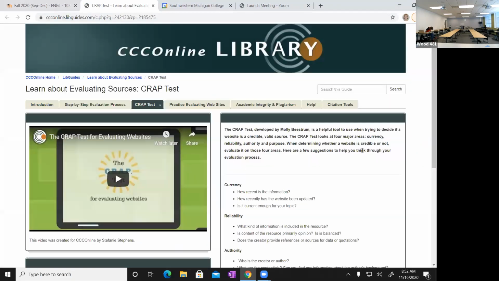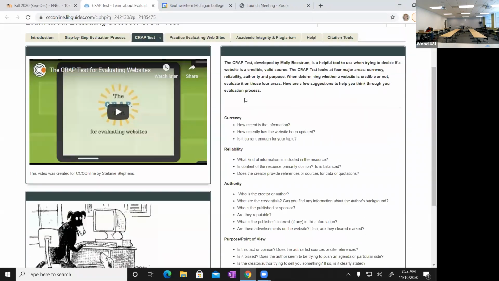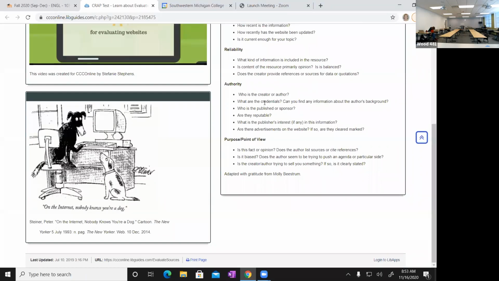So the CRAP test is essentially, you're looking at the currency, how recent the information is. Is it recent enough for your particular topic? And particularly if it's a website, when's the last time that website was updated? Then you're looking at reliability, what kind of information is being provided? Whoever is giving you the information, do they provide sources for further data or questions? Make sure you check, is the information opinion-based? Is it balanced? Then the authority, this is credibility.